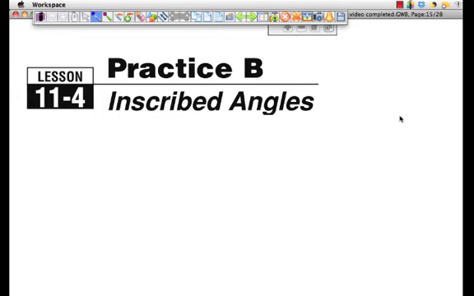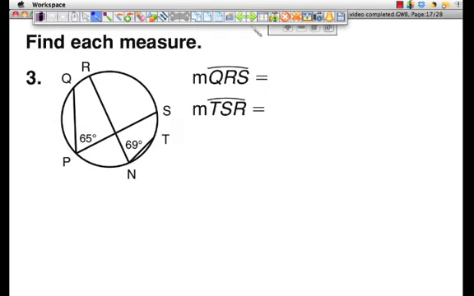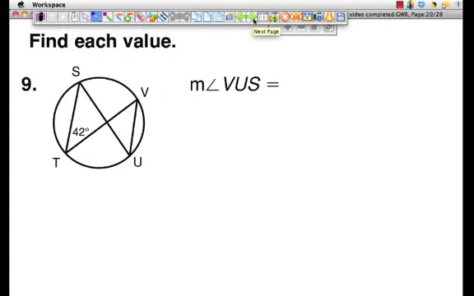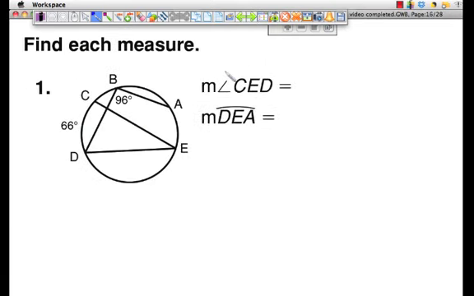All right, so turn to the back side of 11-4 and let's try some of these problems together. We're going to do the left-hand side together. And then when you come tomorrow, I'll see if you had any questions and you can try the right-hand side with a friend. So find the measure of each either arc or angle.